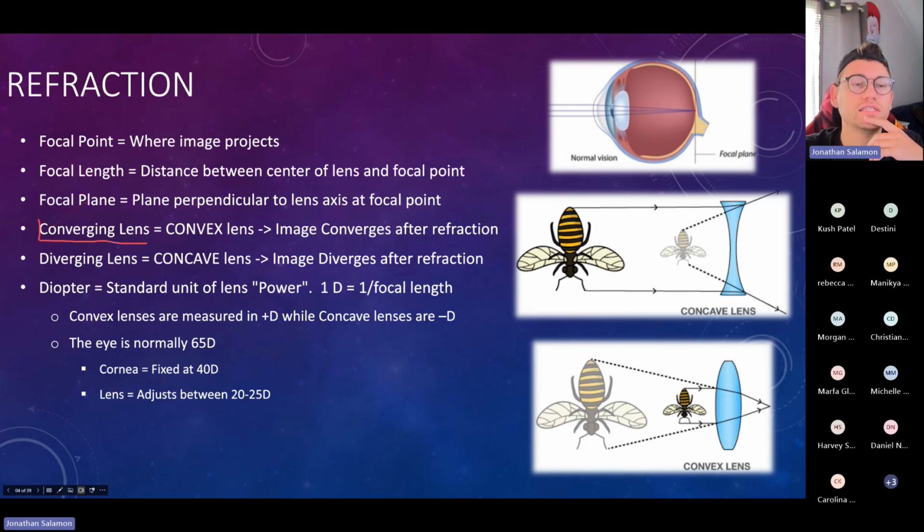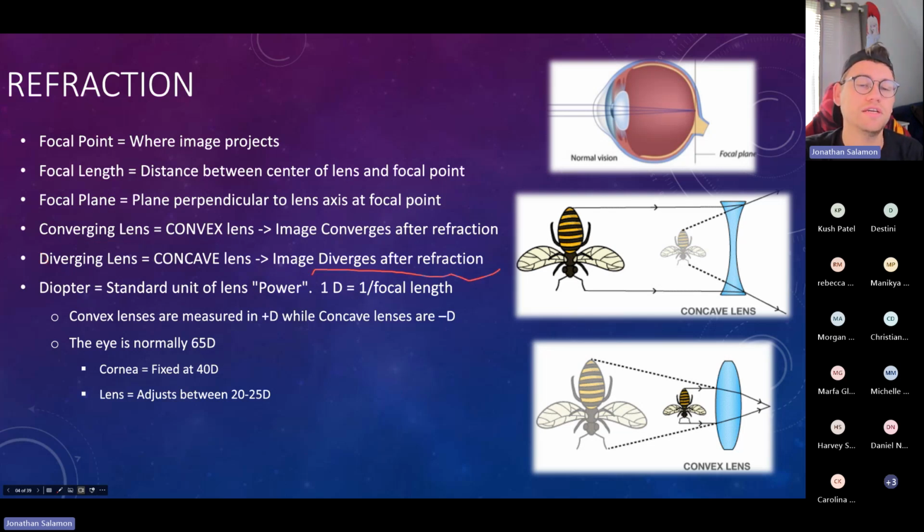Right, so converging lens. The converging lens is the convex lens. I literally remember that because the first 5 letters of the words are the same, right? So converging lenses bring the light towards itself. And then the diverging lens is the concave lens. I just remember that the converging lens is the convex one because they're spelled the same, and then the divergent lens is the other one.